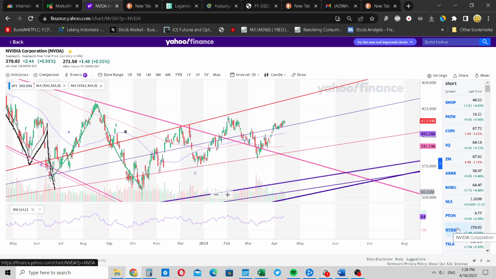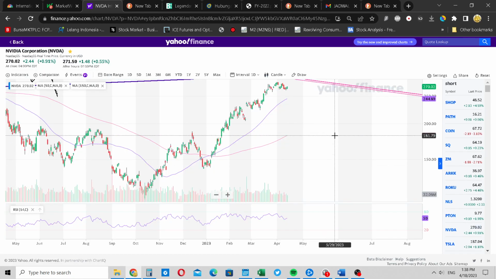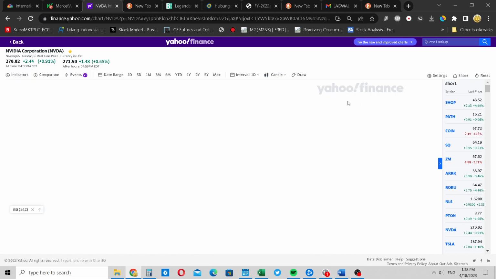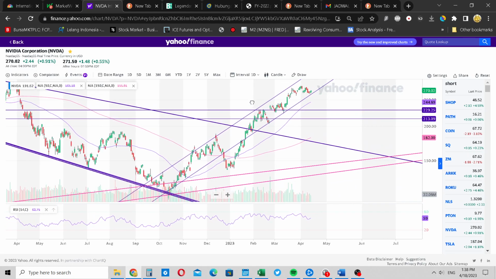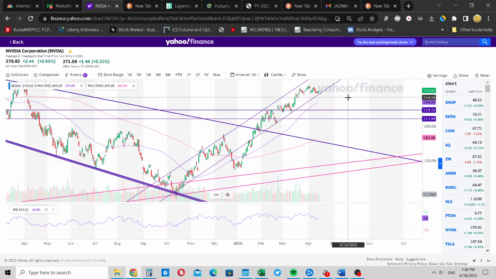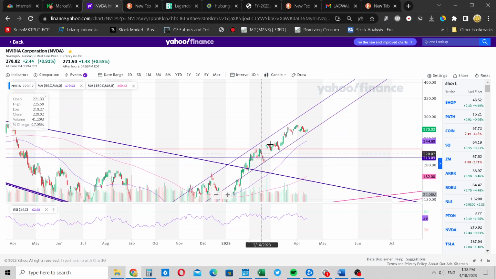Now, Nvidia, I am still 50-50 on this stock lah, right? So SPY, Nvidia, I'm going to cover a few stocks today. I'm still 50-50. I do believe that it still got potential to go up technically, but this is too steep for it to be able to keep going up.